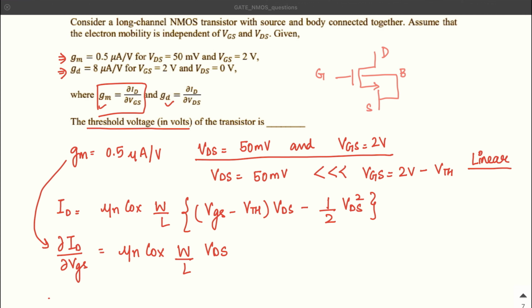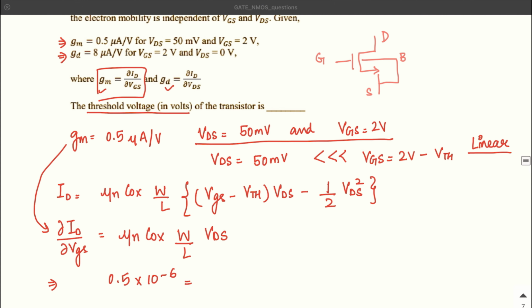So now we'll just substitute. We are given the value of Gm is 0.5 into 10 to the power of minus 6. Mu n Cox is not given to us, so let us assume this is some constant Kn, mu n Cox W by L. VDS is given to us, which is 50 into 10 to the power minus 3. From here you can find out the value of Kn. So Kn would be 0.5 into 10 power minus 6 divided by 50 into 10 power minus 3. This will come to be equivalent to 10 to the power of minus 5.